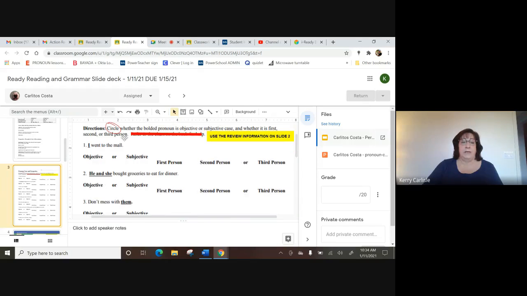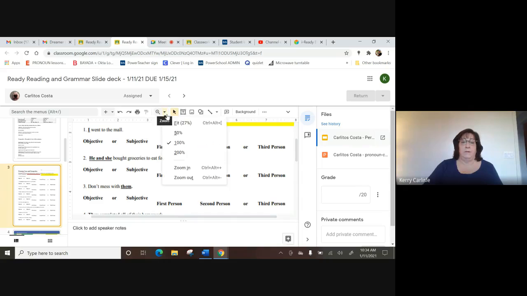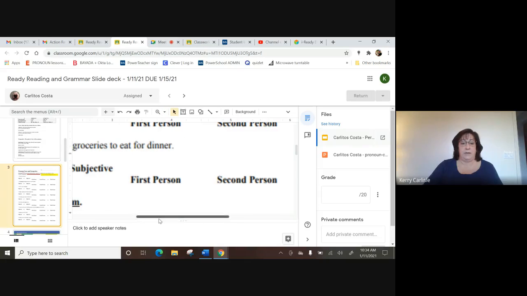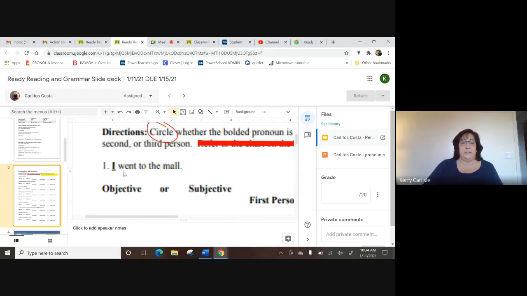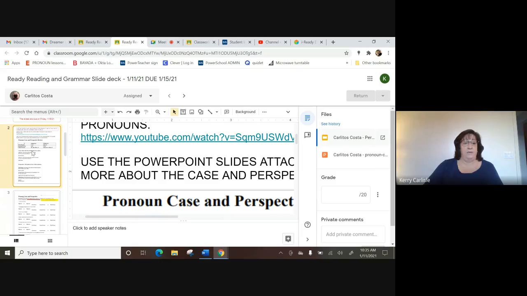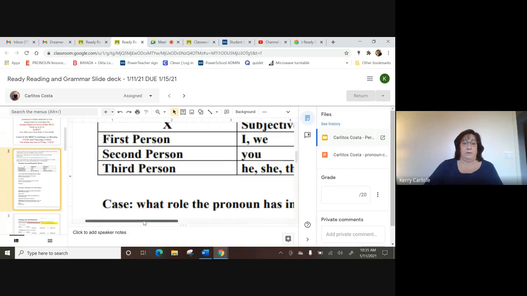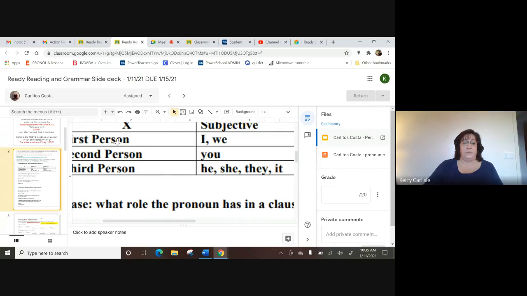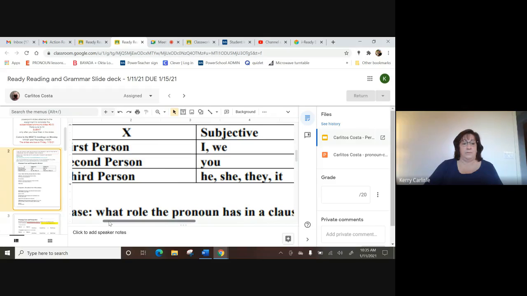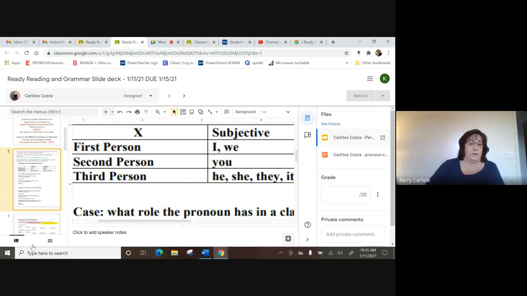So number 1 says, I went to the mall. I'll make this just a tad bigger just because I think it's easier to see it on the screen. Right? So number 1 says, I went to the mall. And you have to ask yourself, the bolded I that's underlined is your pronoun. Is that objective or subjective? In order to figure it out, you just have to go back up here and look at the chart. So I is subjective and it's first person, right? You can tell because on the chart that's how it says subjective and first person. That makes sense. I'm telling the story, right?